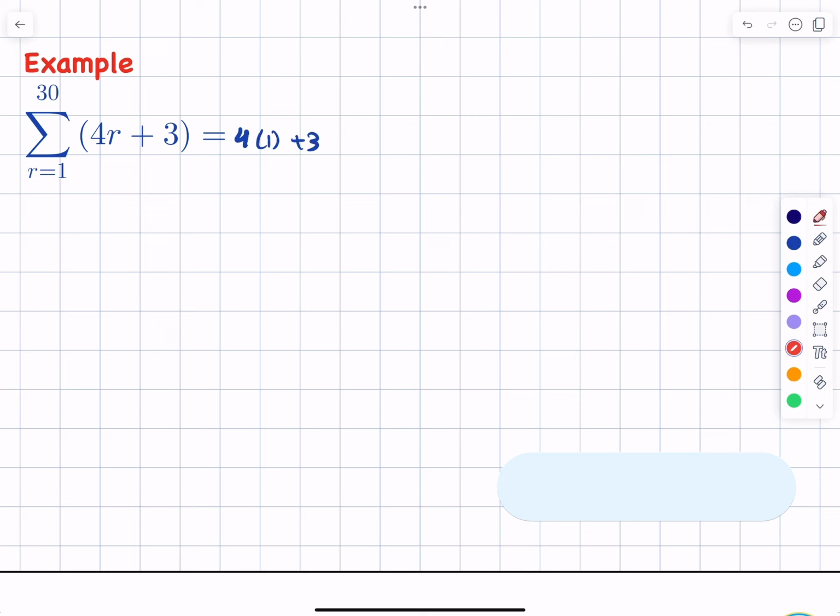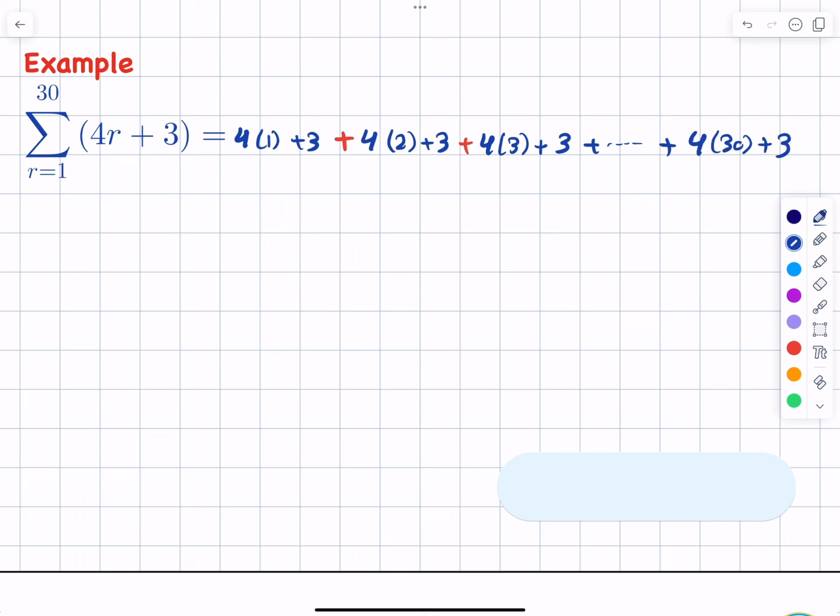Then now, the next term, we replace r by 2. We would have 4 times 2 here. So 4 by 2 plus 3. And next, we replace r by 3. So 4 by 3 plus 3. And so on here, up to the last term when r is equal to 30. So if we replace 30 here, we will have 4 times 30 plus 3. So 4 multiplied by 30 plus 3.